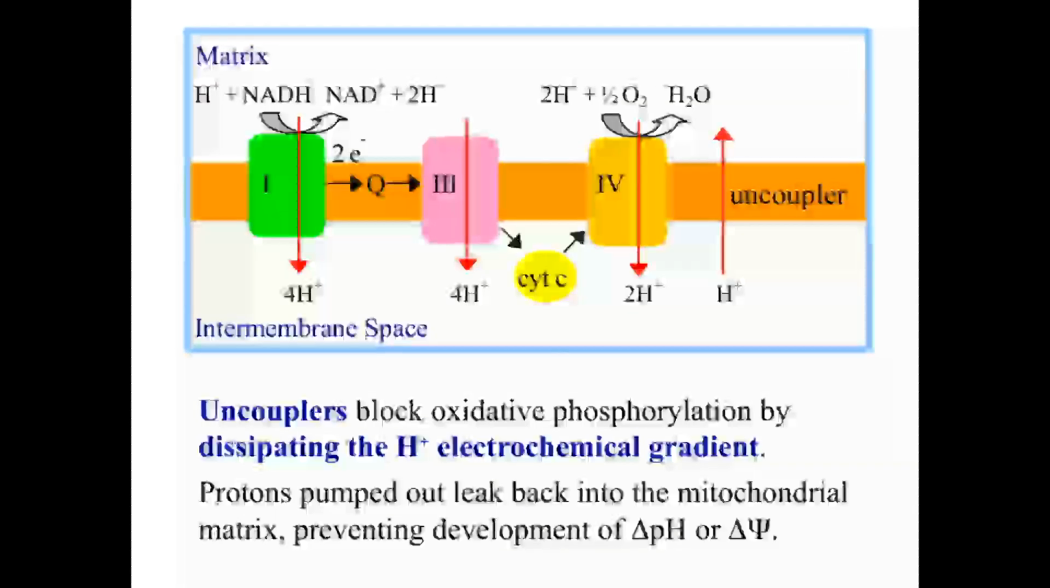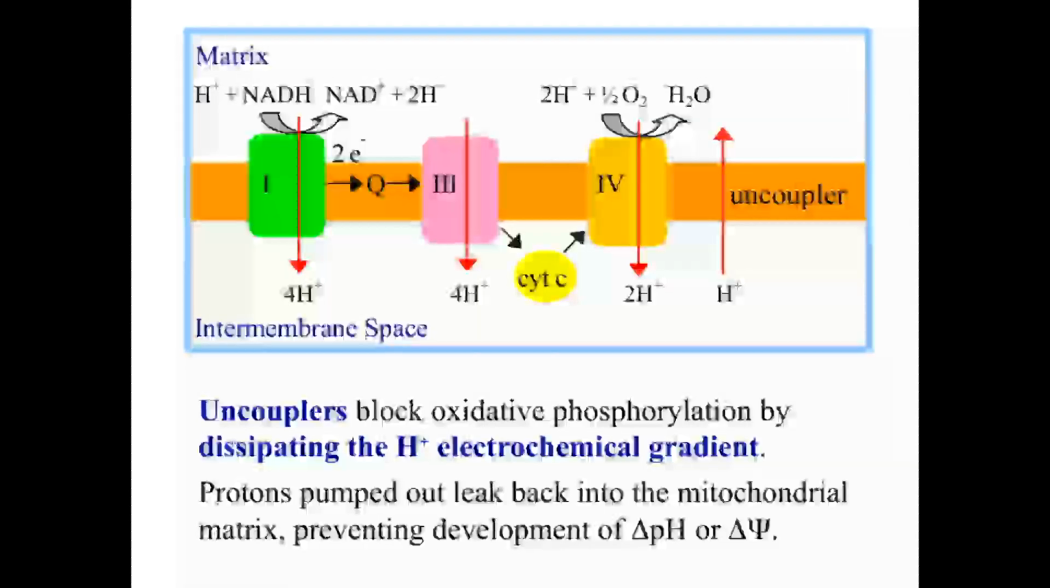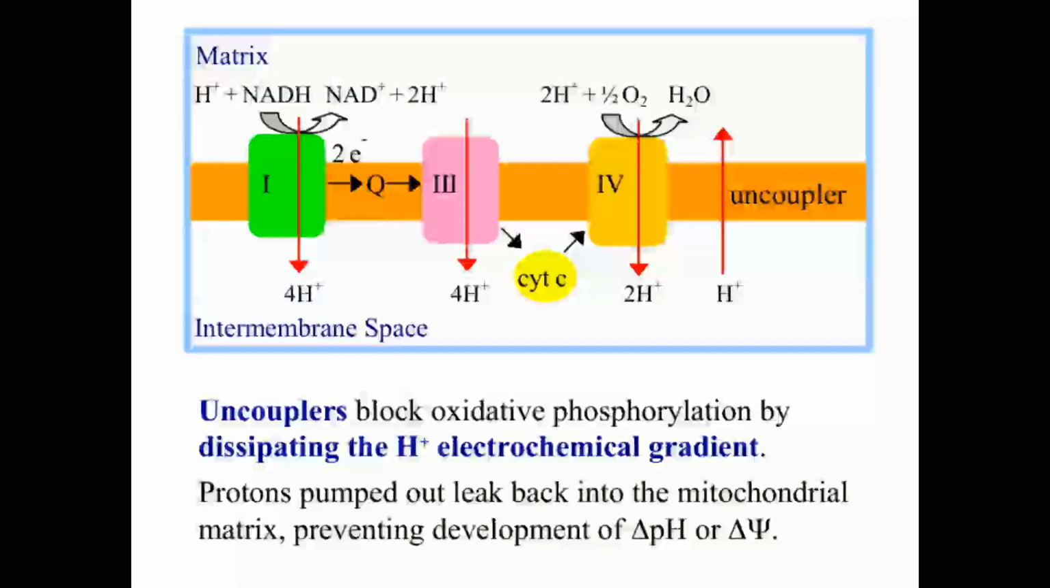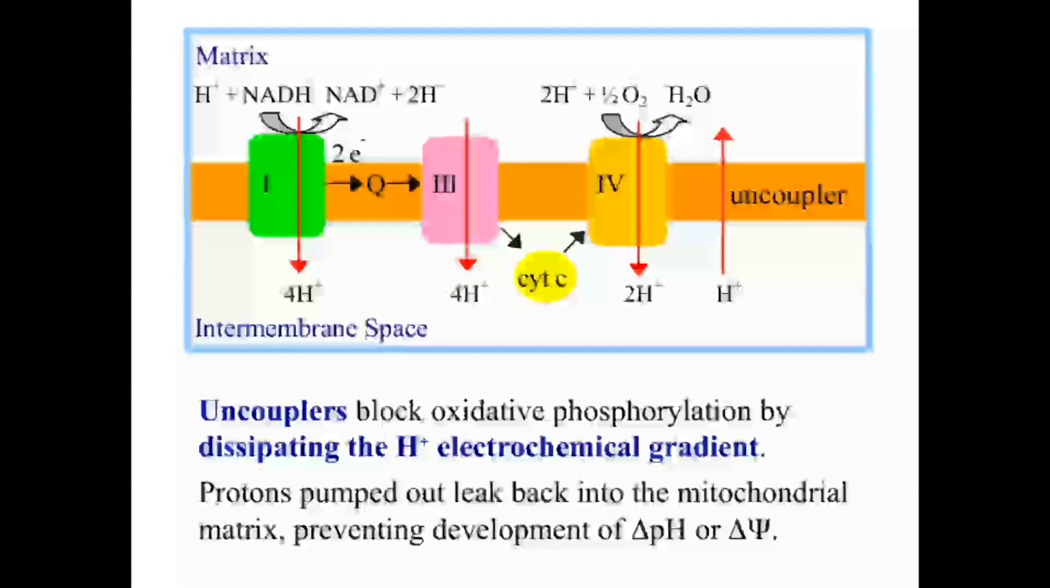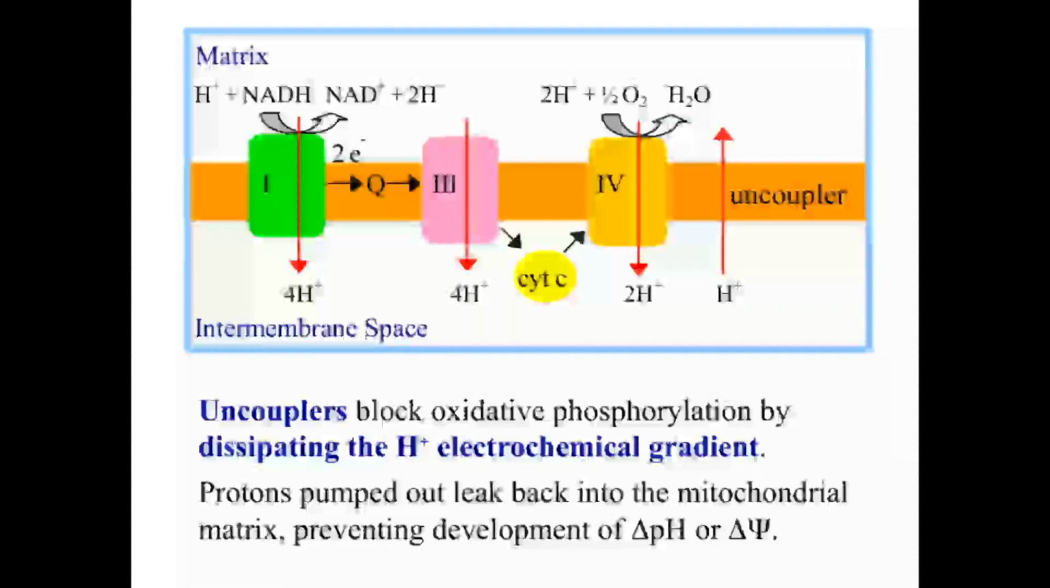As a result, even though the electron transport chain keeps working and oxygen consumption continues, ATP synthesis is uncoupled from this process. This concept is crucial because it highlights how the proton gradient drives ATP production and how interfering with it can impact energy metabolism. When an uncoupler is present, it essentially disrupts the usual link between electron transport and ATP synthesis.